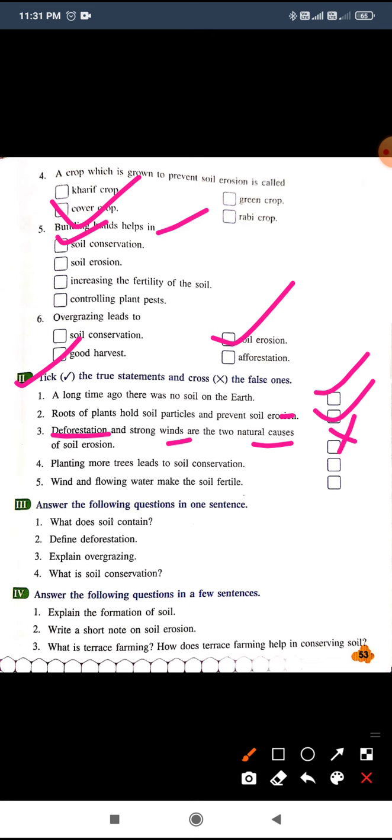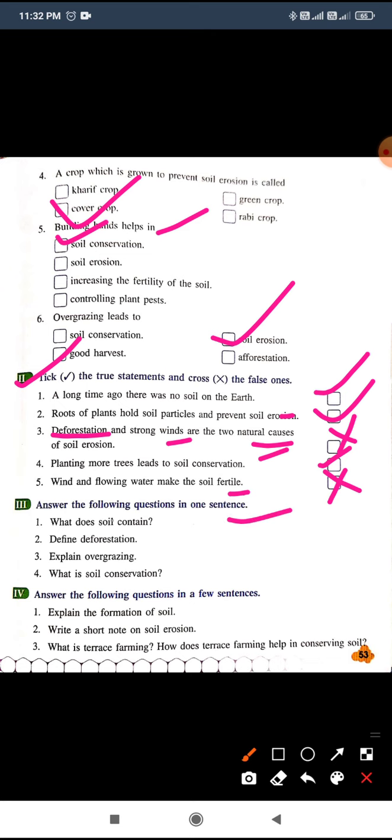Man is also responsible for soil erosion, because activities such as deforestation and overgrazing do this. They leave their cattle grazing for a prolonged time. Planting more trees leads to soil conservation? Yes. The last question is: wind and flowing water make the soil fertile? No. This is a cause of soil erosion, and due to soil erosion the fertility decreases, not increases. So this is a wrong statement.